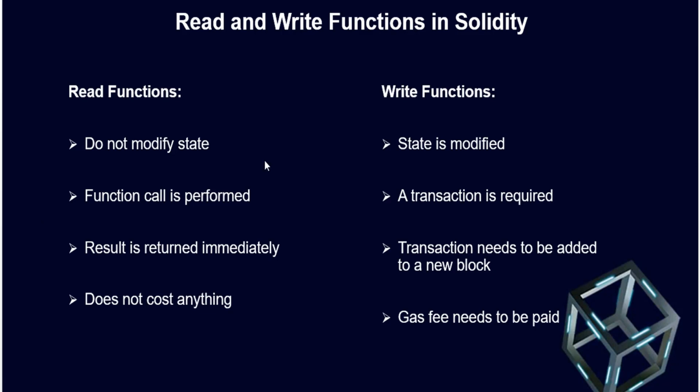A write function, on the other hand, modifies the state of the blockchain. In order to execute a write function, a transaction is required. The transaction needs to be signed with a private key. And the state of the blockchain will be changed only once the transaction has been included in a new block. This can take somewhere from 15 seconds to several hours, and this depends on how much of a gas fee you're willing to pay. And yes, of course, for each transaction, a gas fee needs to be paid.